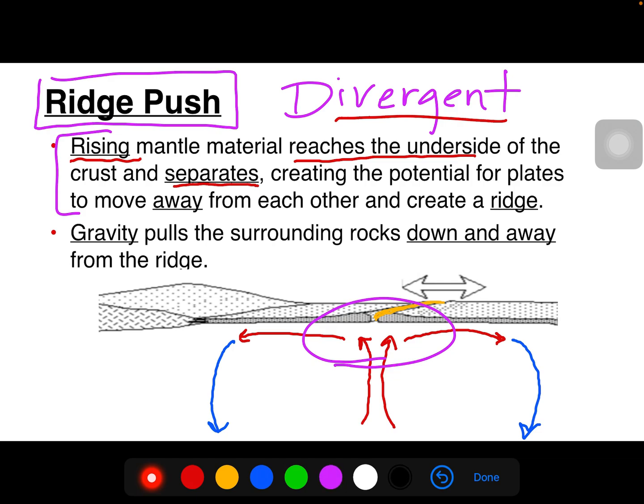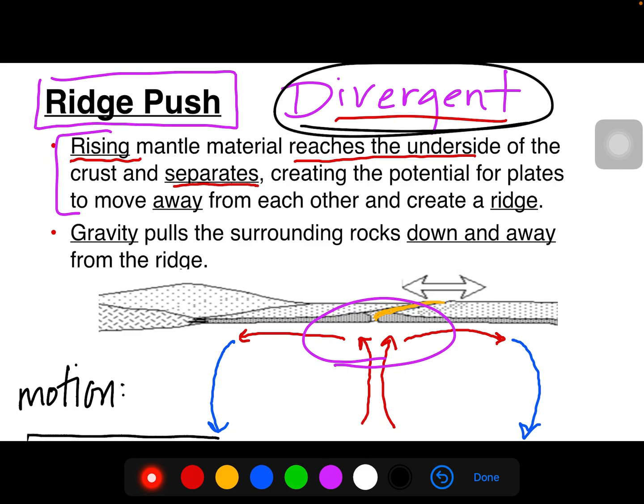You've got one more part of your table there. It's asking about the motion. So you could fill in any word or visual describing how divergent plates move relative to each other.